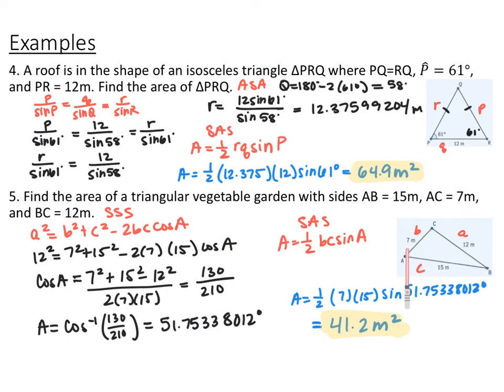So now I found this angle here. I have a side angle side triangle. Now we can use our area formula. So for the letters that we have here, it would be 1/2 bc sine A, where b is 7, c is 15, and angle A is that angle that we just found. Plug all that into your calculator, and you should end up with 41.2 square meters.